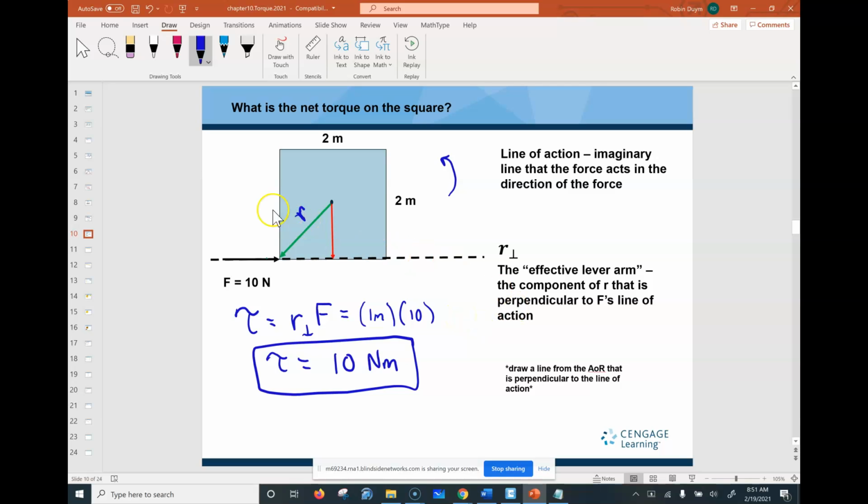All right, so let's say we applied a force. Let's say that force was really here. What's your net torque?